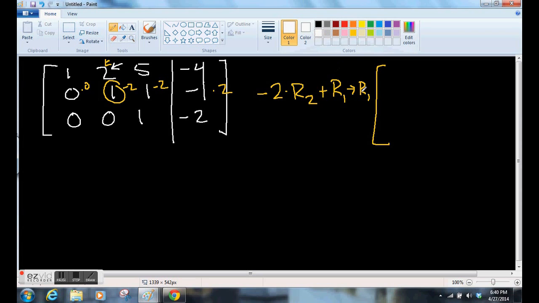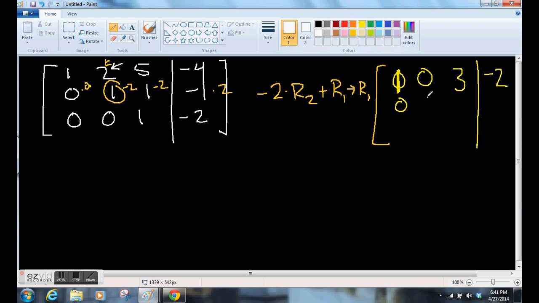So my new row 1 is now, I'll make it yellow, 1 because it's 0 plus 1. -2 plus 2 is 0. -2 plus 5 is 3. And then 2 plus -4 is -2. And then here you have 0. Just going to leave this the same.